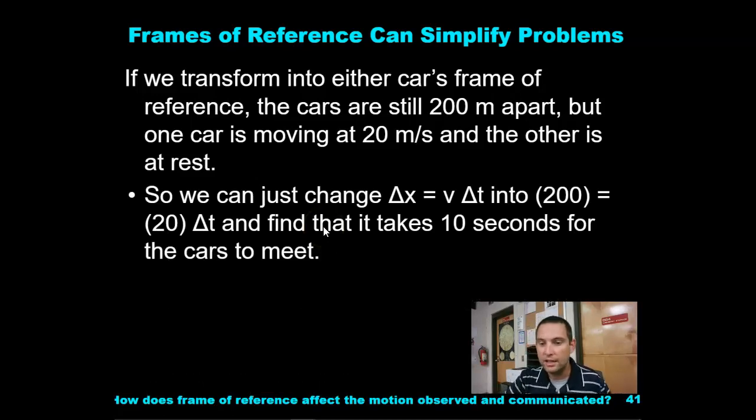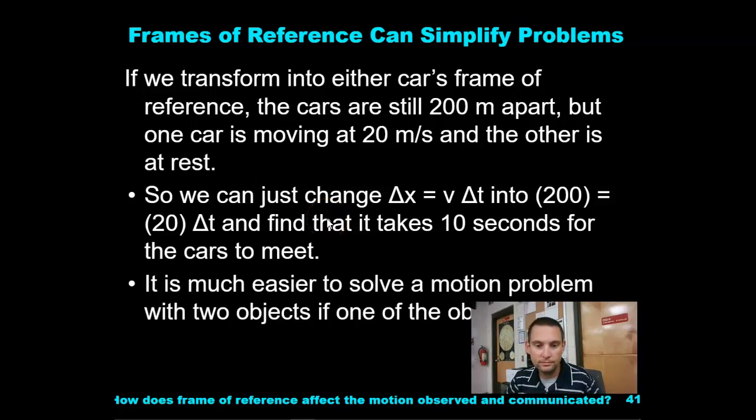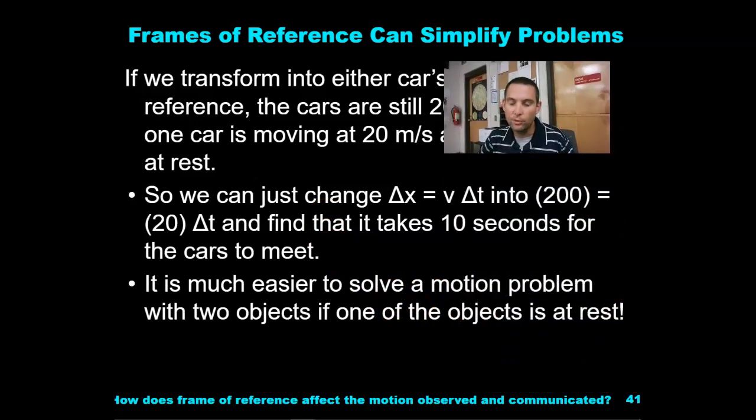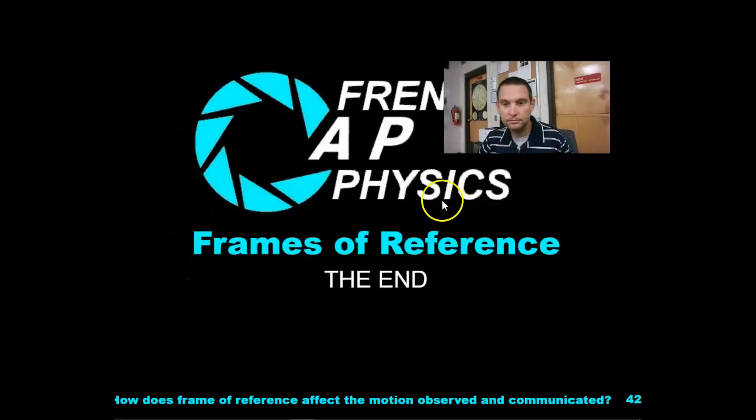So we change delta x into v times delta t, 200 equals 20 times delta t, and find it takes 10 seconds for the cars to meet. So much easier to solve a motion problem with two objects if one of them is at rest. Fini.